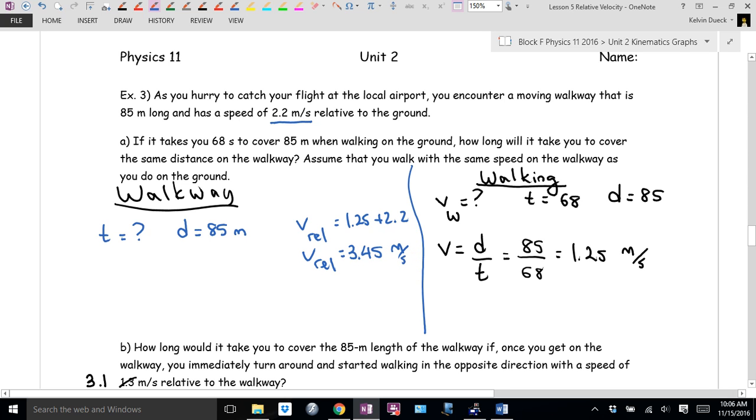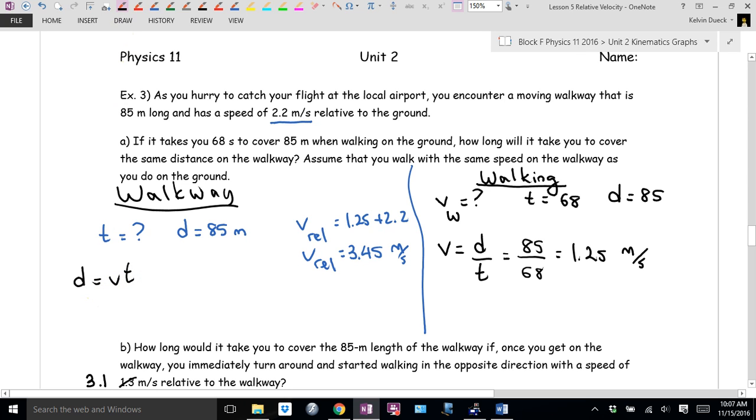So I just took it one step further here. McKenna, I said, okay, I know it's going to be a relative speed thing because there's two things moving. But this time they didn't tell me how fast one of the things was moving, but I could calculate it. Now, I know I have this equation here.